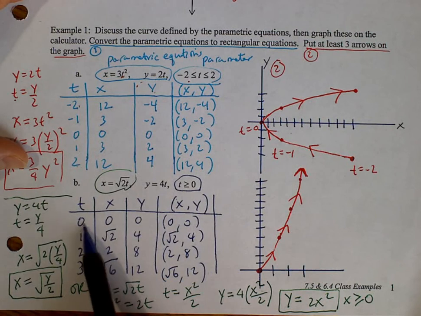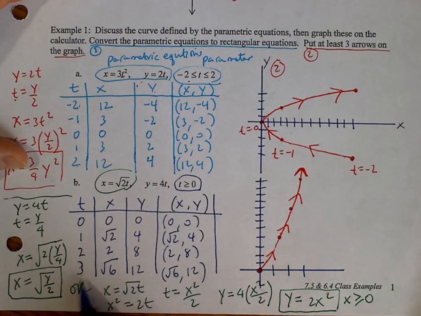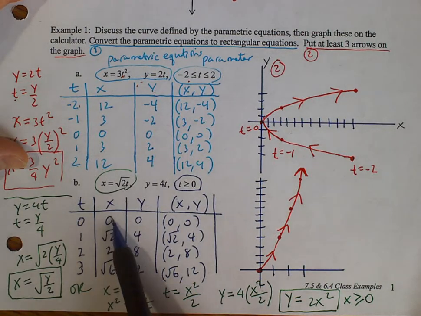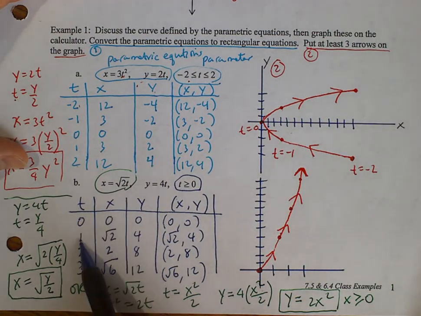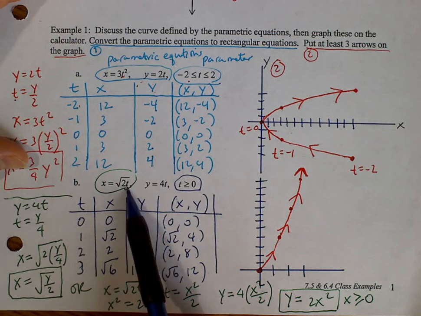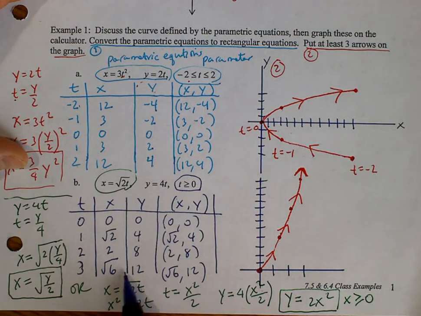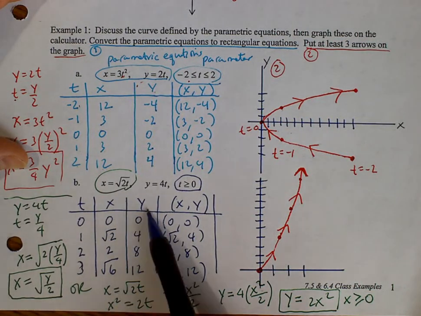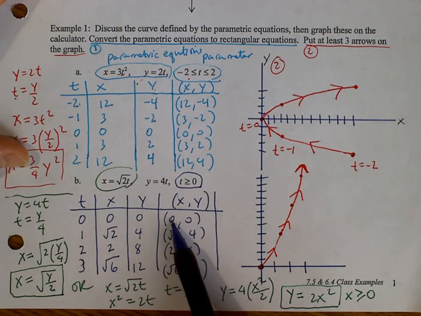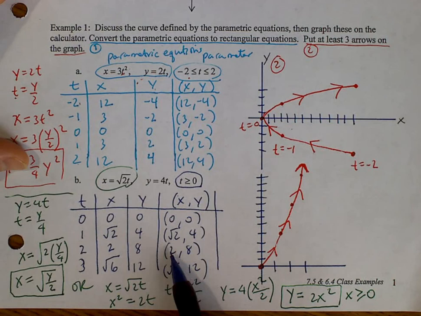So I'll choose 0, 1, 2, and 3. Some of the values are not going to come out nicely, but you can just estimate the values. When t is equal to 0, we get an x value of 0, and then 1 is going to be the square root of 2, 2 is going to be 2, so I'm just placing it back in here, and then 3 is going to be the square root of 6. For the y, I get 0, 4, 8, and 12. Then I write out my ordered pairs: 0, 0; square root of 2, 4; 2, 8; square root of 6, 12.